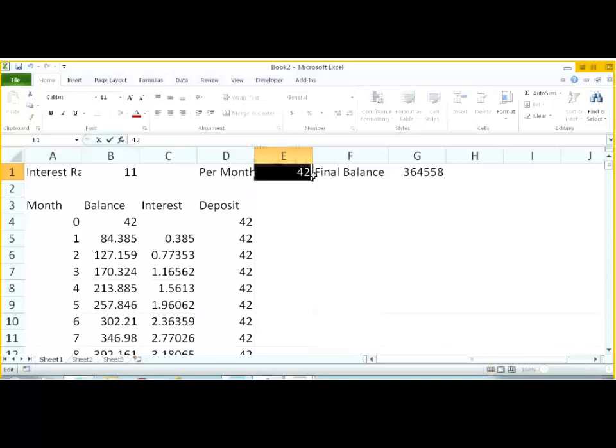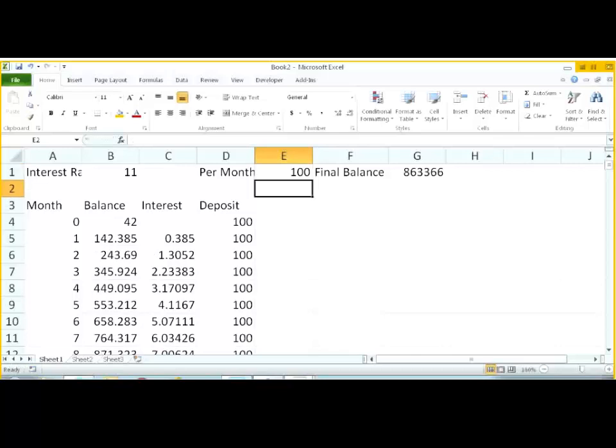Now, if I put in a large amount, $100, and again, $42 you might be able to afford when you're 25. You hopefully will be able to afford more as you go along, and you could reflect that in your spreadsheet. You could have your deposit increase by a certain percent every month, maybe tied to inflation or something like that. But if you say per month you've done $100 per month, then you'd have $863,000 after 40 years.